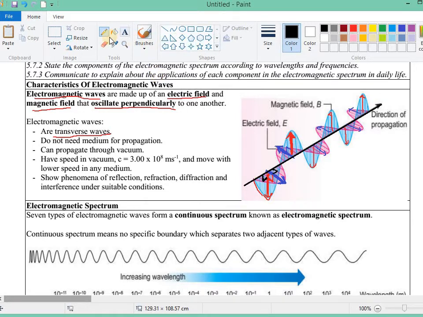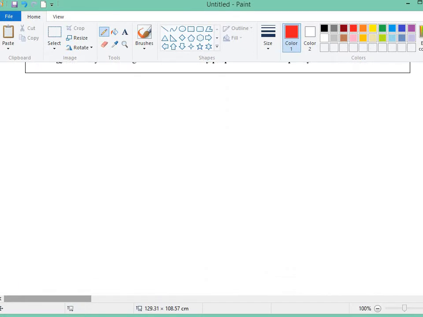Alright, so why is it like that? I want to explain a bit why it oscillates like that. Previously, I think in Form 2, you learned a little about electric charge. Let's say we have an electron. An electron has an electric charge around it, and we use lines to describe it. We use electric field lines.